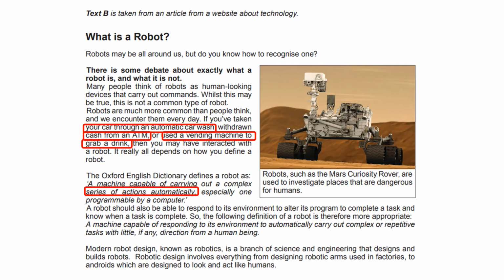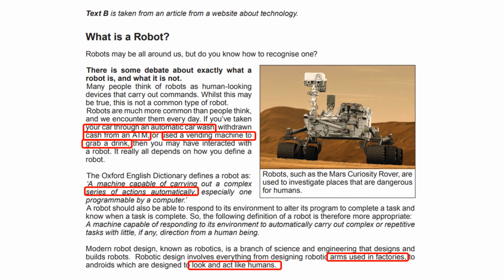Modern robot design, known as robotics, is a branch of science and engineering that designs and builds robots. Robotic design involves everything from designing robotic arms used in factories to androids which are designed to look and act like humans. There are 2 more ways that robots can be used there. The first one being they can be used in robotic arms used in factories, and we can have androids which are designed to look and act like humans.